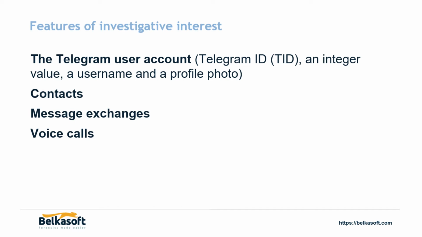The next feature of interest is contacts. Each Telegram user is associated with a list of contacts. For each contact, Telegram stores their TID, phone number, and profile photo. Obtaining this data allows an investigator to determine whom the user was in contact with, and to possibly determine the real identity of each contact by using their TID, phone number, and profile photo.